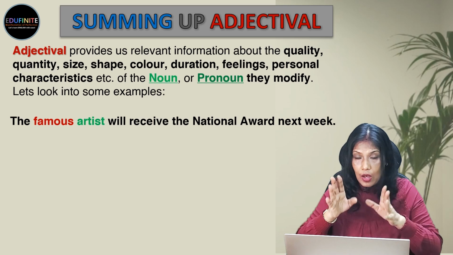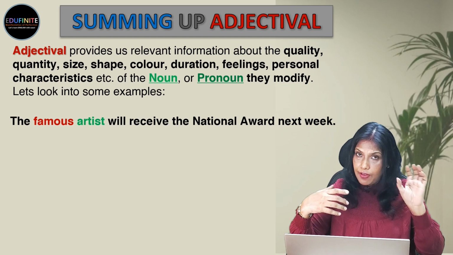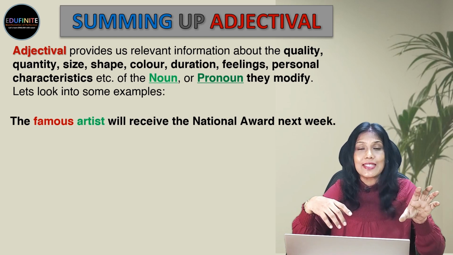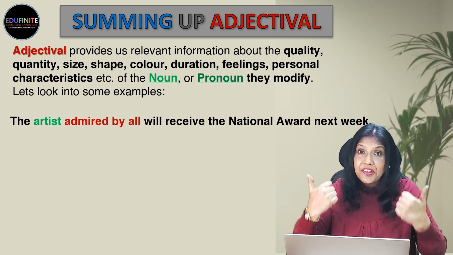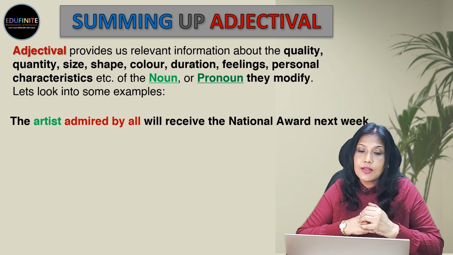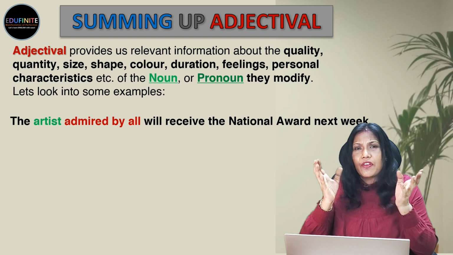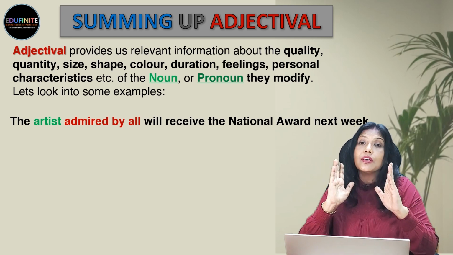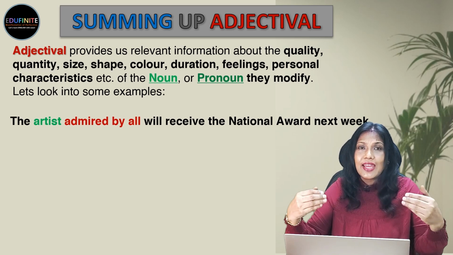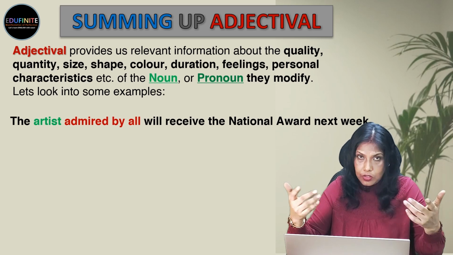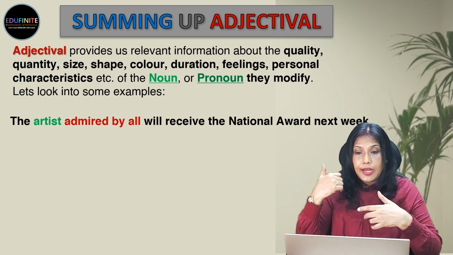An artist is a noun which famous is modifying. Which artist? Famous artist. So famous is an adjective. Now let's replace it with a phrase. The artist admired by all will receive the national award next week. So you see, famous artist is a very common thing. But if we replace that with an adjectival phrase, admired by all, that enhances our sentence a lot. So, the artist admired by all will receive the national award next week.